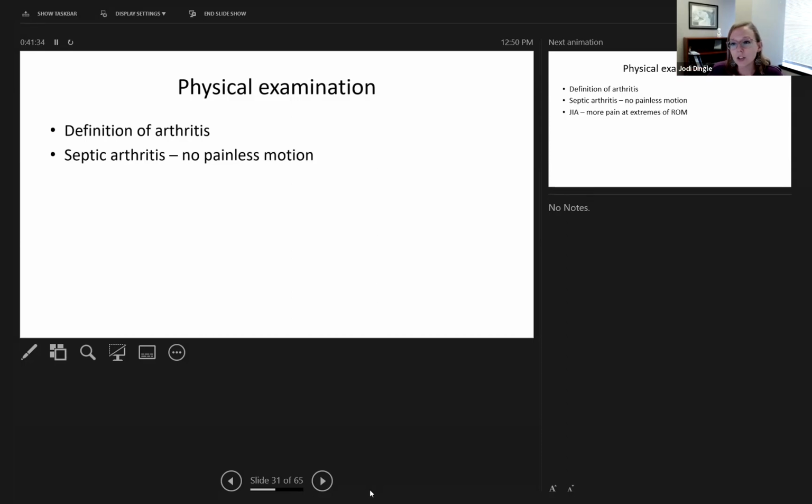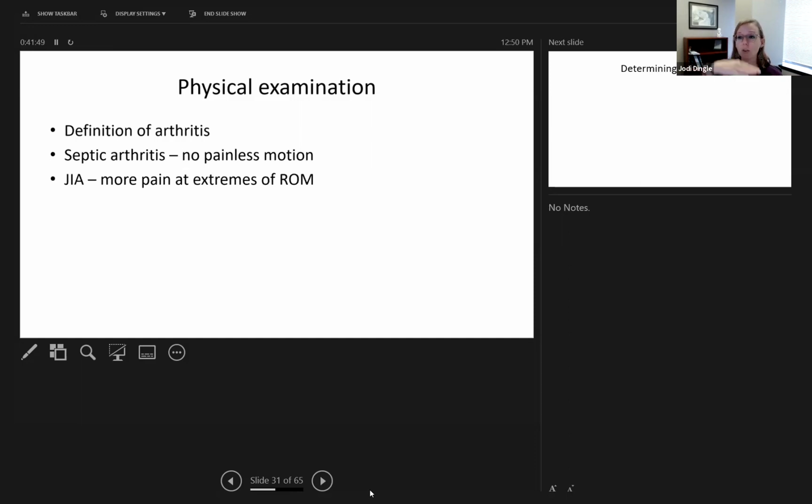Septic arthritis generally doesn't have any painless motion. So they're going to want to hold that joint stiff. They don't want you to move it at all. It's red, it's hot, it's angry. JIA is more pain at the extremes of range of motion. So it may be limited, but generally you can have some painless motion until you get to the end of where they want to go. Then you're more likely to elicit pain.